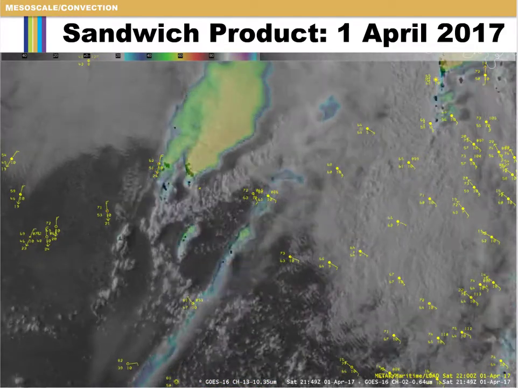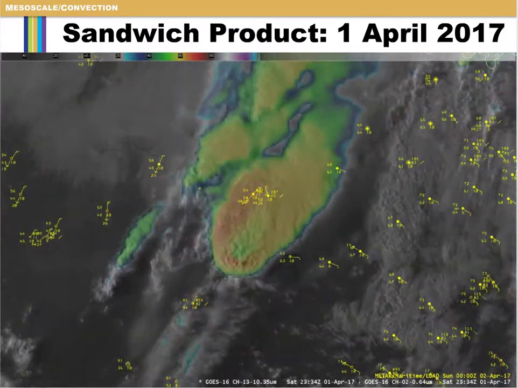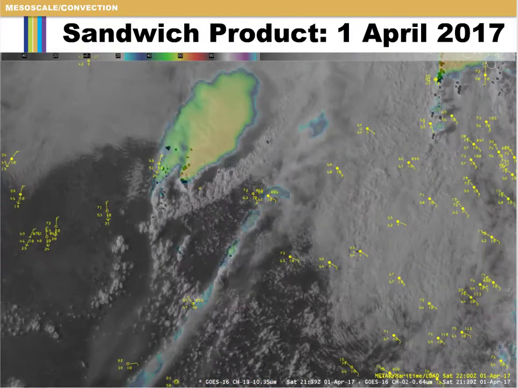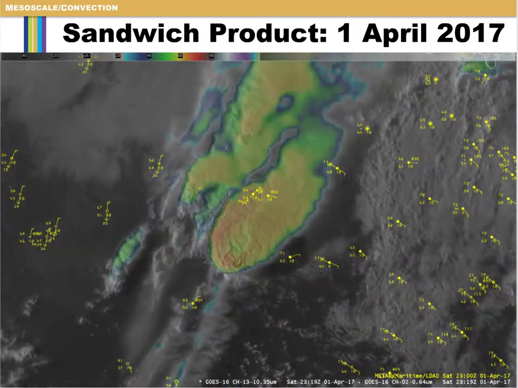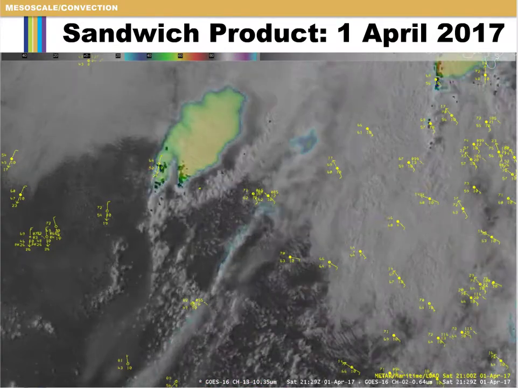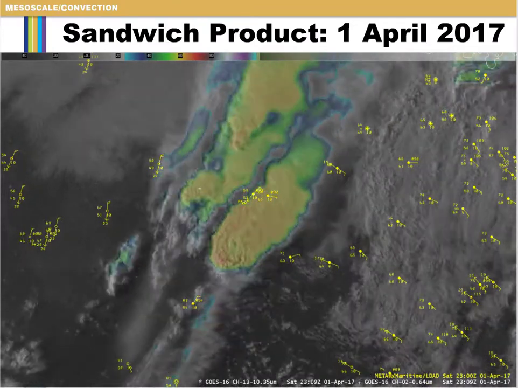In this example, a cold front is moving southeast while new convection develops ahead of it within the warm sector. The sun goes down midway through this loop, which is an ideal time to make use of the sandwich product, in that the low-level features can be followed for a short period after sunset.